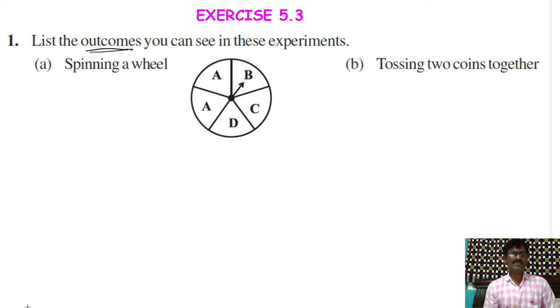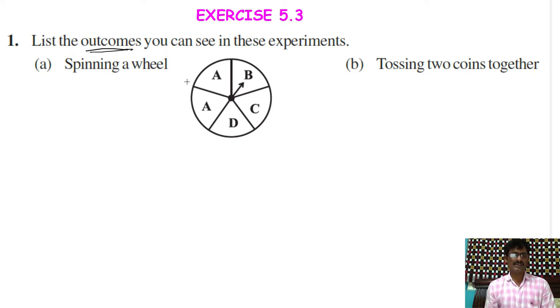An outcome is a result in an experiment. So if you do an experiment, there may be so many results. Each result is called one outcome. Suppose if you toss a coin, you may get head or you may get tail. So head is one outcome and tail is one outcome.